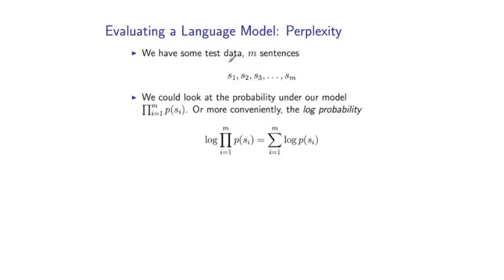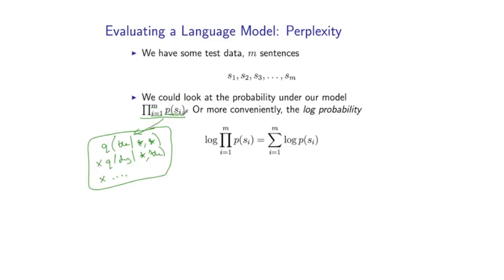Given the test data, it's natural to look at the probability that our language model assigns to those test data sentences. So here I have a product from i equals 1 to m of p of s_i, where this p is itself some product of terms, for example, q of the given star star, times q of dog given star the, and so on and so on. This function p is a function of our parameters. Now, a good language model, intuitively, should assign as high probability as possible to these test data sentences.